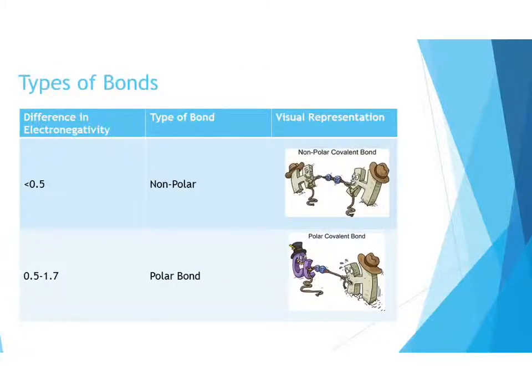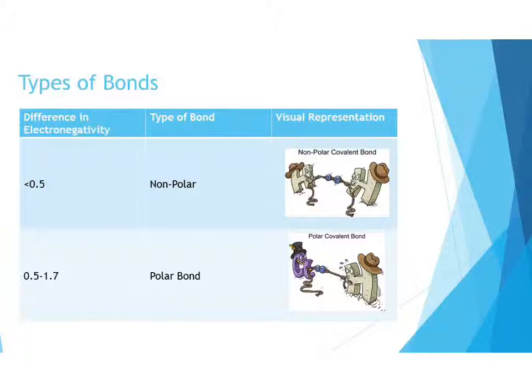When we talk about our types of bonds, we have to first determine the difference in electronegativity. And we do this by taking the larger electronegativity value and subtracting the smaller. And then we consult this chart to look at the difference. If the difference is less than 0.5, we say that that bond is nonpolar. So that means that that pair of electrons is equally shared between the two bonding elements.